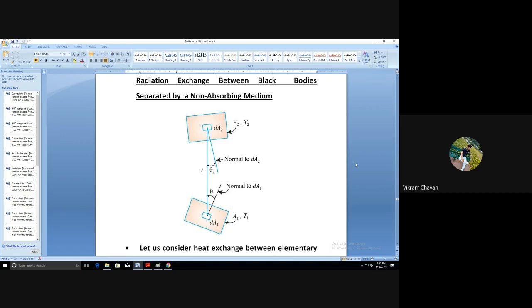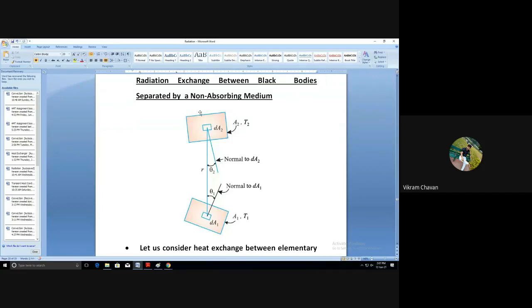In today's lecture, we are going to discuss radiation exchange between black bodies separated by a non-absorbing medium. I think you have drawn this particular diagram. In this lecture, I would like to start with the elaboration of the diagram. Here we have considered two bodies with surface area A1 and temperature T1, the surface area and absolute temperature of body 1, whereas A2 and T2 are the surface area and absolute temperature of body 2.